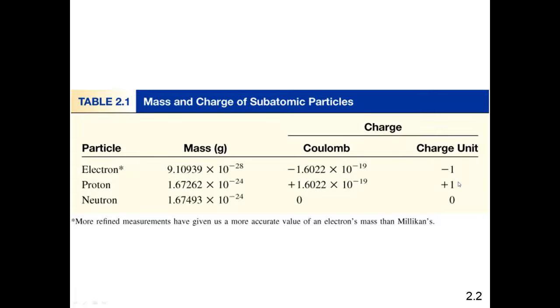Electrons have negative charge, protons positive charge, neutrons no charge, therefore they are neutral. And then here are our masses again. Basically, a proton and neutron weigh about the same thing. There's not much difference here, and they're about a magnitude of 4 times heavier than electrons.